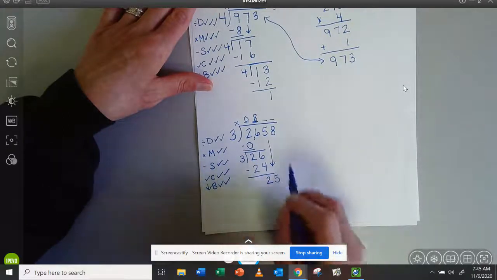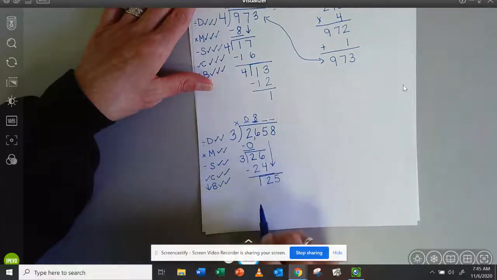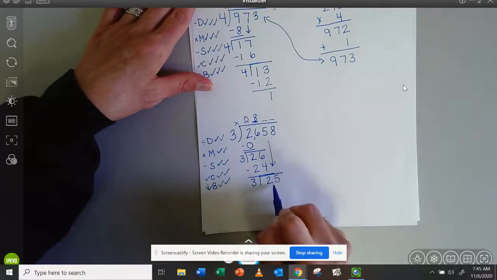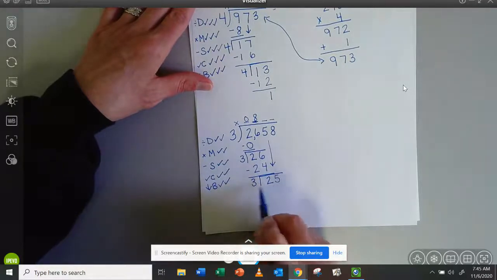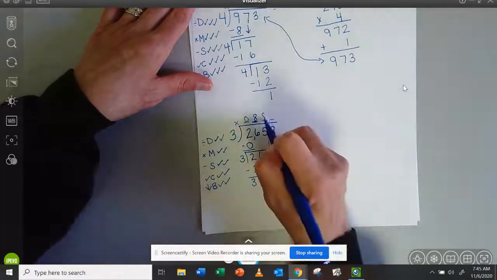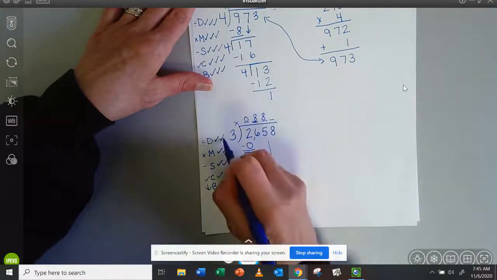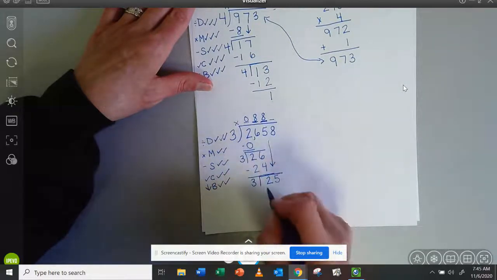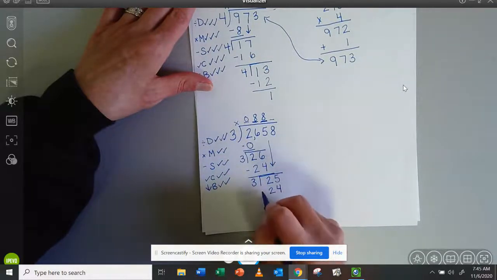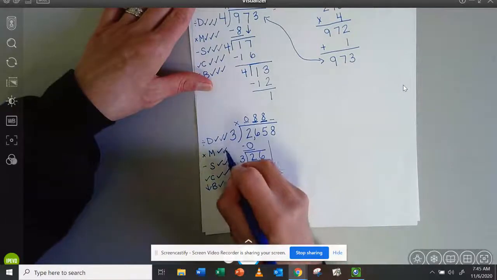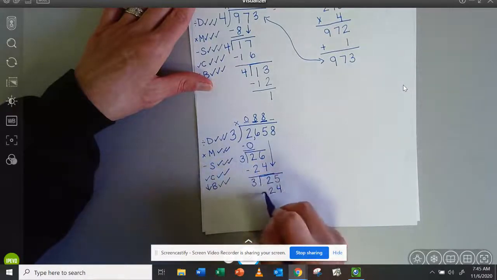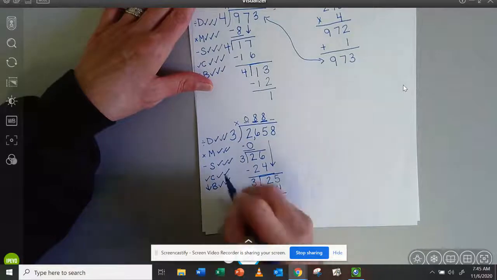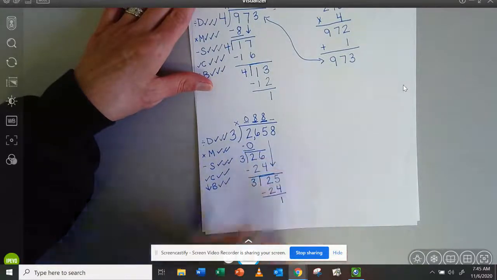Now I have a new house. And I have a new number to divide. So I make a new house. 25 divided by 3, again, is going to be 8. My answer to my division step went on my dash, D dash divide. 8 times 3 is 24. Subtract. 25 minus 24 is 1. Check, is 1 less than 3? It is.